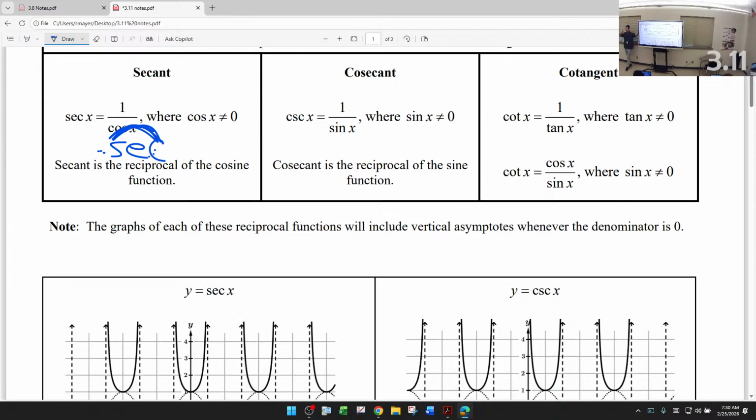Just kind of think about that. We'll go through it, but everything else, we're just flipping things. 1/2, we're flipping to 2. Square root of 3 over 2, we're flipping to 2 over the square root of 3. Square root of 2 over 2, we're flipping to 2 over the square root of 2. You're just flipping everything. Reciprocating. Not really flipping, but okay.